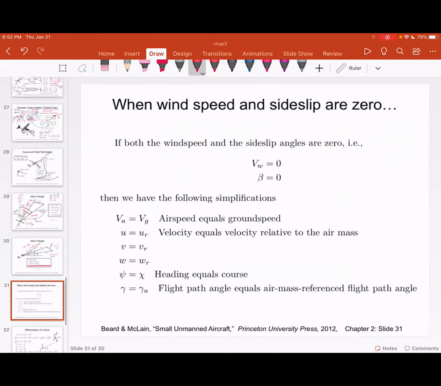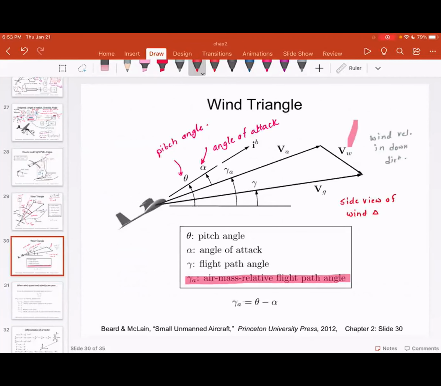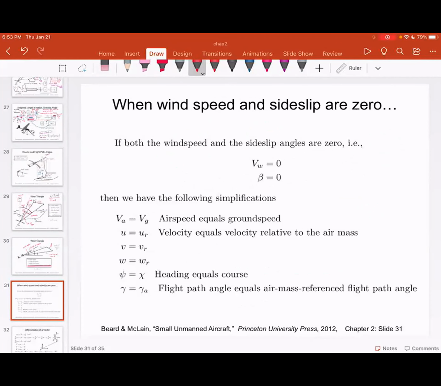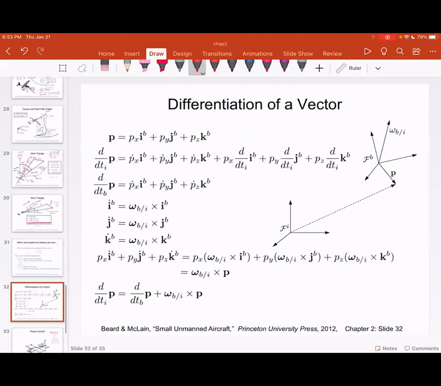And when the wind speed and side slip are 0, things become super simple. Airspeed becomes ground speed. The velocity equals the velocity relative to the air mass. In other words, gamma A becomes 0, and things become super simple. The last part in this chapter that I want to talk about is differentiation of the vector.